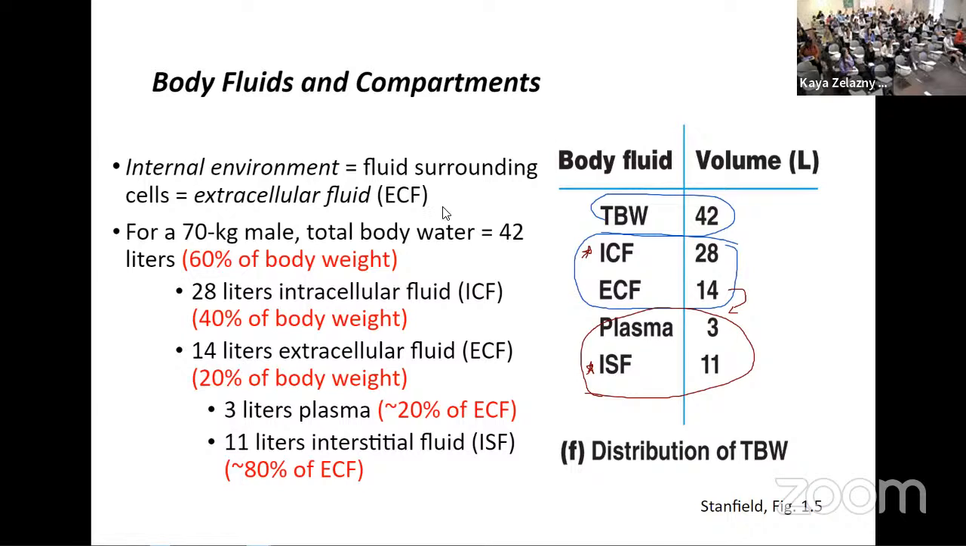So in a person of that size, the total body water is about 42 liters. That's where these numbers are coming from. But overall, that'll be about 60% of body weight. Separated, 40% is going to be inside cells, 20% is outside cells. And then of that 20%, a portion of it is in the plasma. The rest of it, the 80%, is mostly meandering around between your various cells.